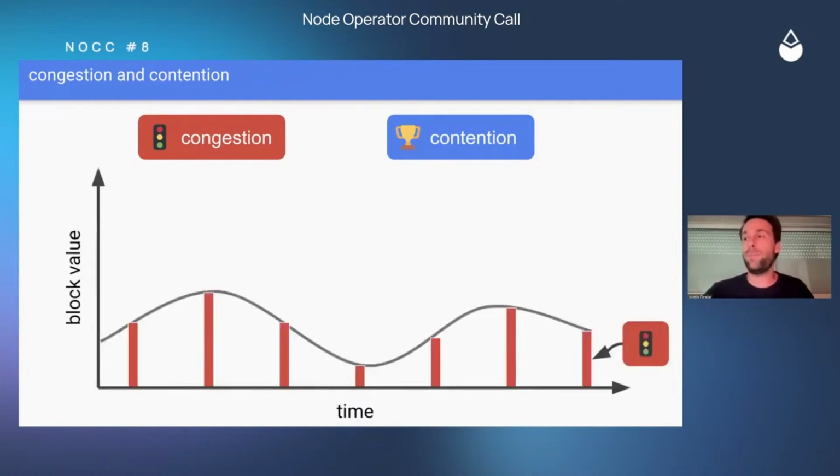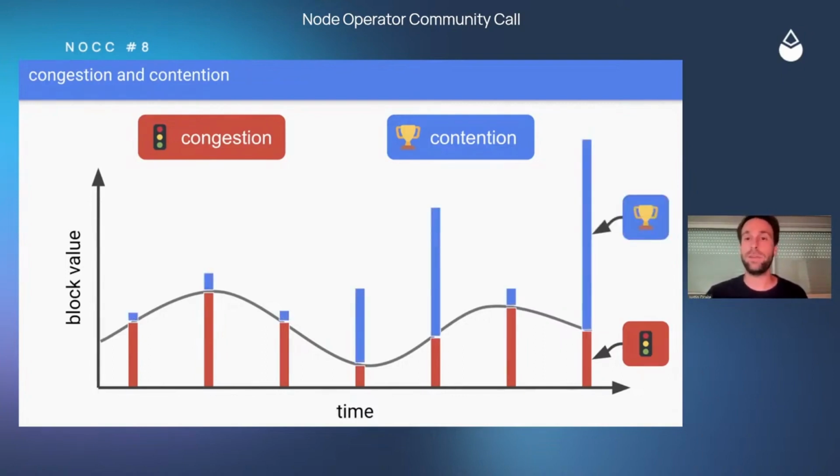It turns out that the block value is really the sum of both of these things. So on the one hand, you have the congestion fee, which EIP 1559 has really managed to capture very well, which varies over time. And then you have the contention value, which we traditionally call the MEV, which also varies over time, but can be much more spiky. Okay, and just like we have a burn mechanism with EIP 1559 for congestion, we can have a burn mechanism for contention as well.